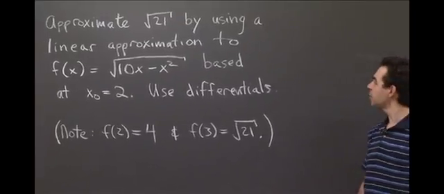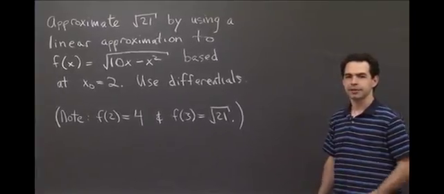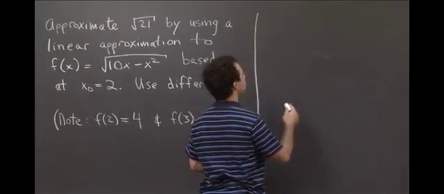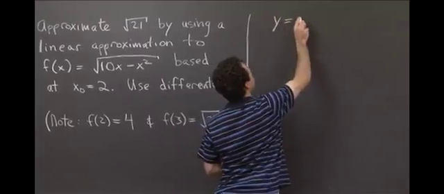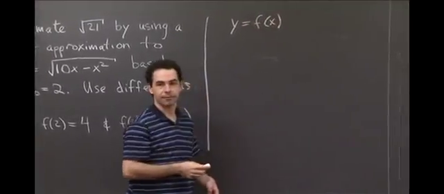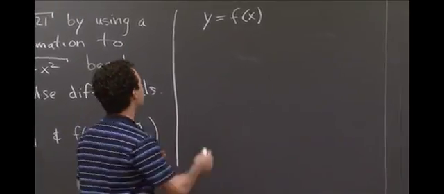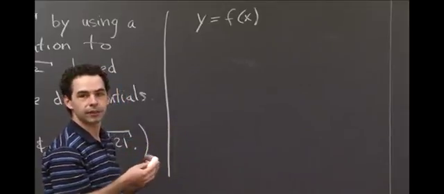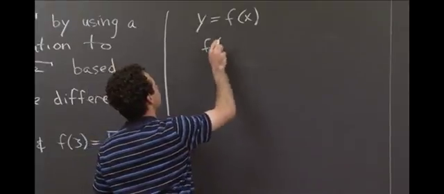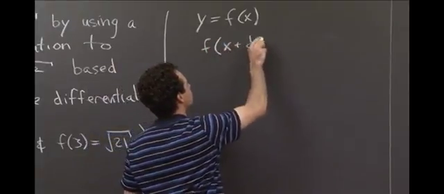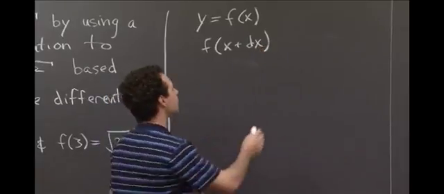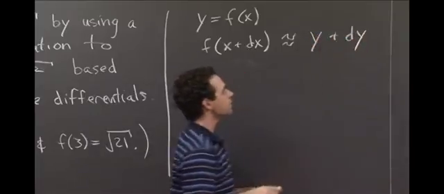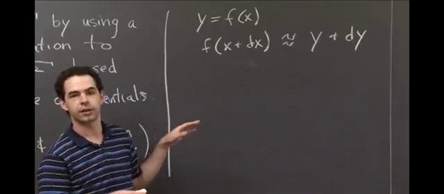All right, welcome back. So we're doing linear approximation here, and we're doing it with differentials. In general, when we use the method of differentials to compute a linear approximation, if y equals f of x, so y is given as a function of x, then if we want to change x a little bit and figure out what the change in y is, we have this formula: f of x plus dx, the function value at a nearby point, is approximately equal to y plus dy. This is our formula for linear approximation in terms of differentials.